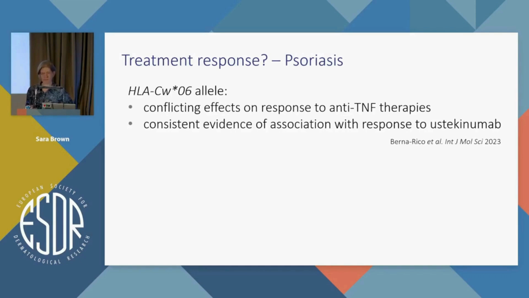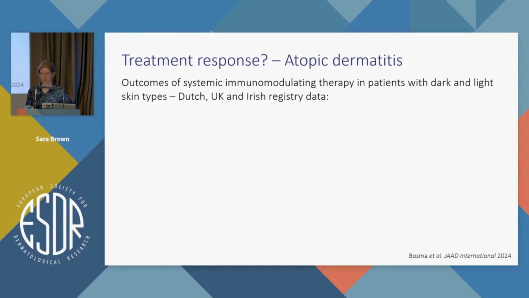So many of us in the audience are clinicians, and we're very interested in treatment response. And again, the last question from Chris Griffiths, can we predict how patients are going to respond or not respond, or worse still, get paradoxical response? We're still struggling with that genetically. What we do know is that this HLA allele gives conflicting effects in response to anti-TNF therapies. Some studies have shown it improves your response, others have shown it reduces your chance of response. Conversely, there is more consistent evidence of association of a better response to ustekinumab if you carry this common risk allele. But there's lots more that we need to learn.